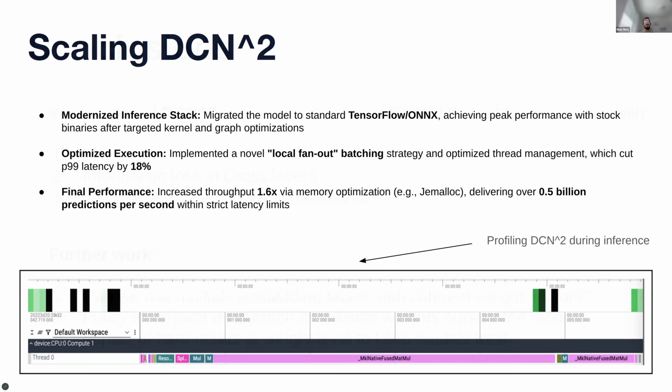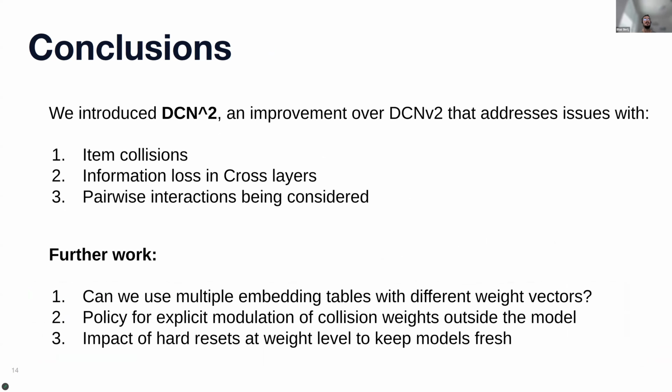So to conclude, we introduced DCN squared, an improvement over DCN V2 that addresses the item collision issue, information loss in cross layers, and pairwise interactions being explicitly considered. As further work, we can use multiple embedding tables, policies for explicit modulation of collision weights, and investigation of hard resets at the collision weight level.